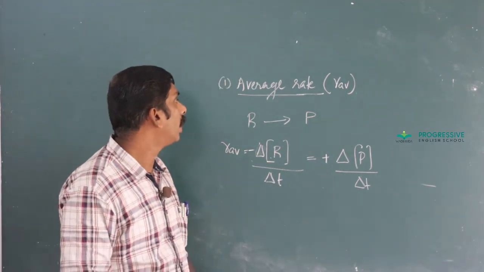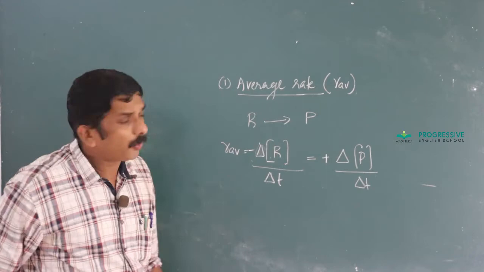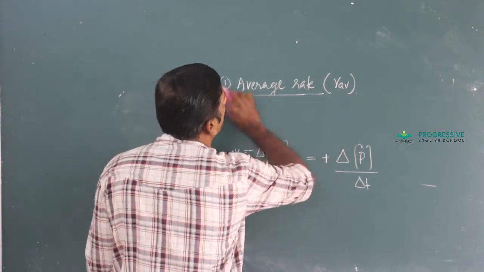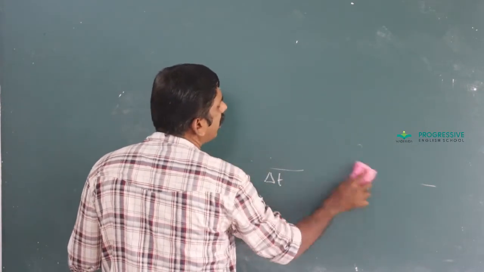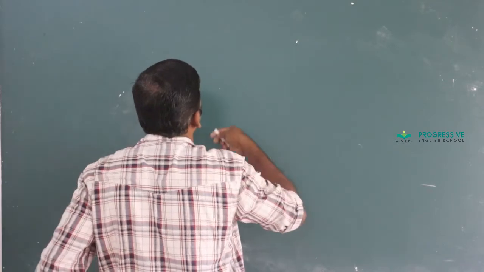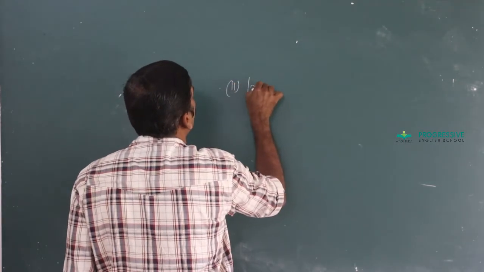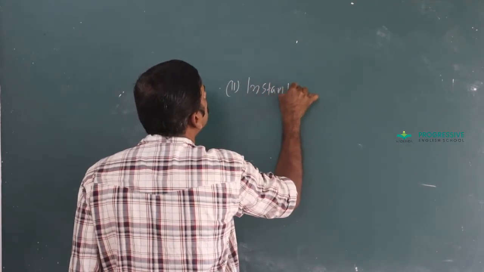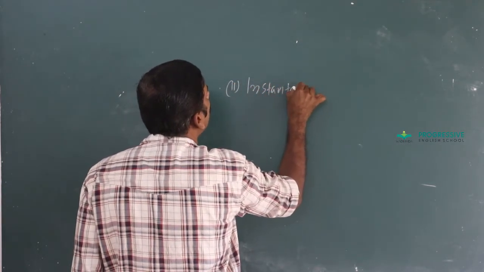Okay. Then the second type of reaction rate is called instantaneous rate.